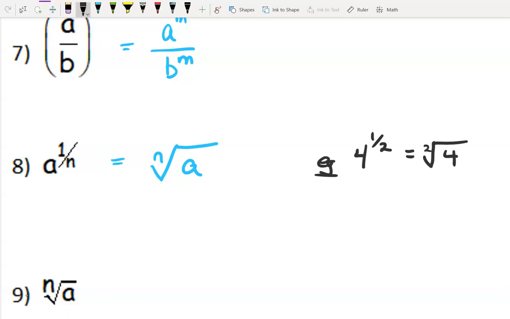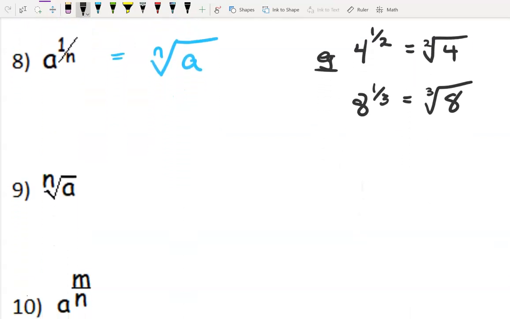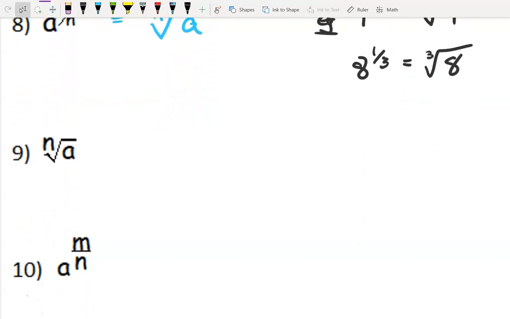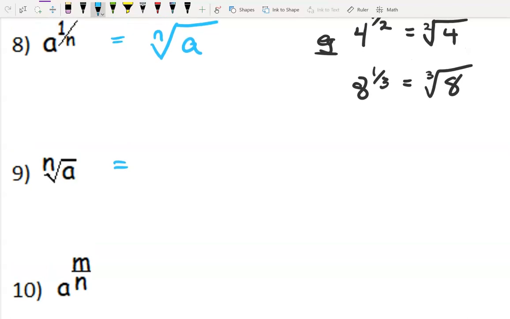Now that n doesn't have to be a 2. For example, we could have 8 to the 1/3. That's the same as the cube root of 8, etc. We'll practice that, but that's a new one. And so the opposite of that is if we have an n as an index, this is the same as a to the power of 1 over n. These are the same thing, they're just backwards.